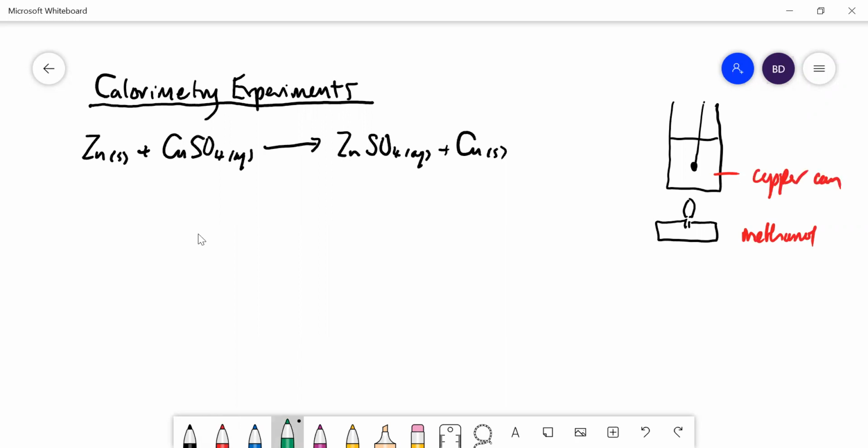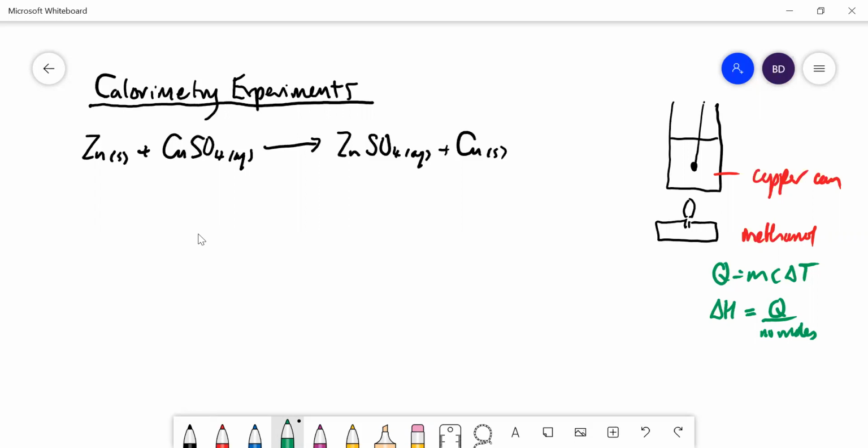We need to know Q is equal to mc delta T. And then we need to scale up Q to work it per mole. So then we have delta H, for that would be Q over the number of moles. Okay, so we did that when we burnt some methanol, and we did it in a copper can.